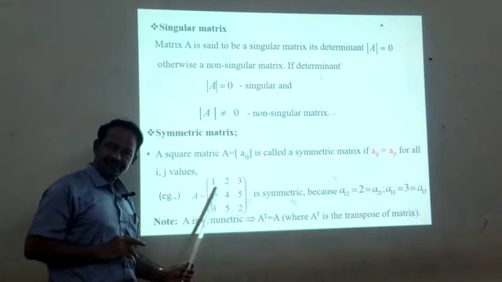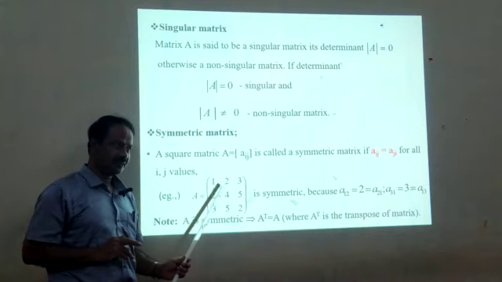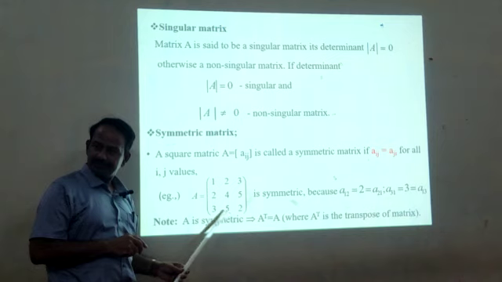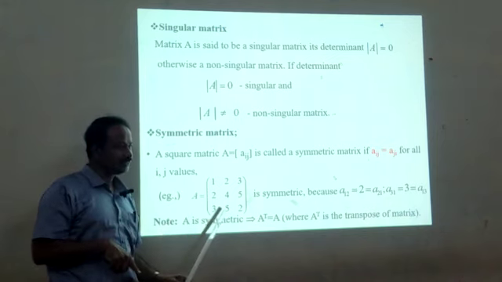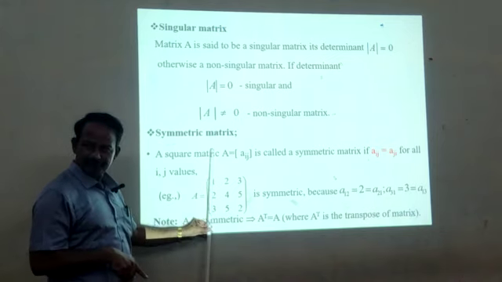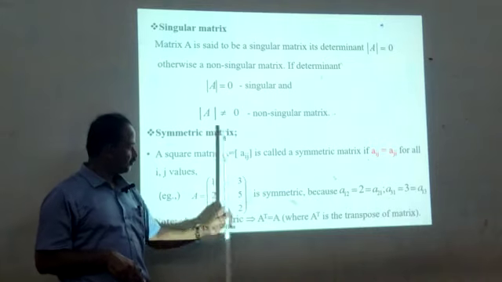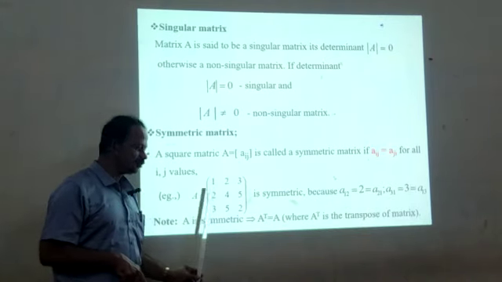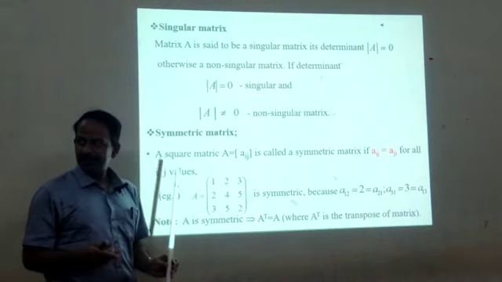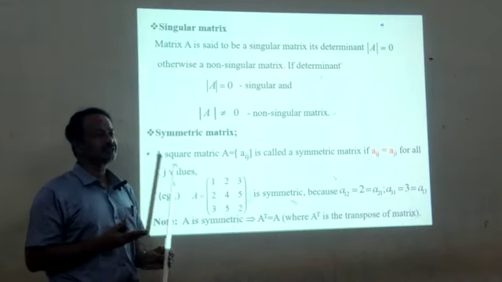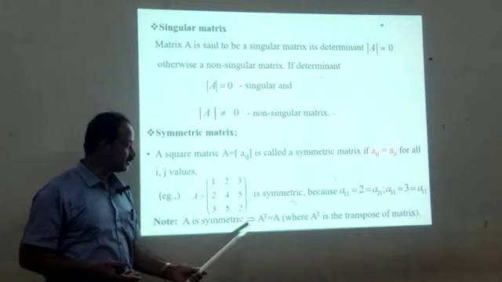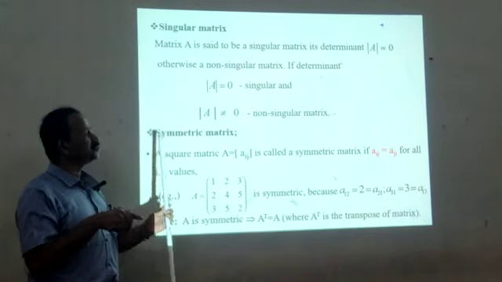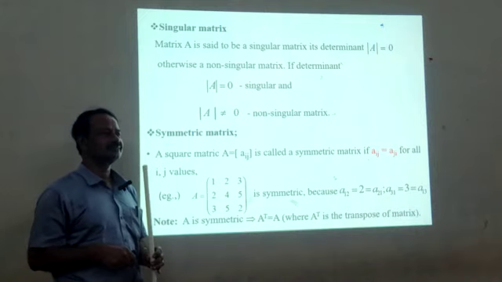A matrix is given by this. Now you are going to interchange rows into columns, columns into rows. You just interchange, the answer will be the same, correct? Just see here: 1, 2, 3. Interchange again: 1, 2, 3. 2, 4, 5. Interchange again: 2, 4, 5. 3, 5, 2 becomes 3, 5, 2. When you interchange rows into columns, columns into rows, the answer is the same. So it implies that A transpose equals A. If it is so, then it must be a symmetric matrix.